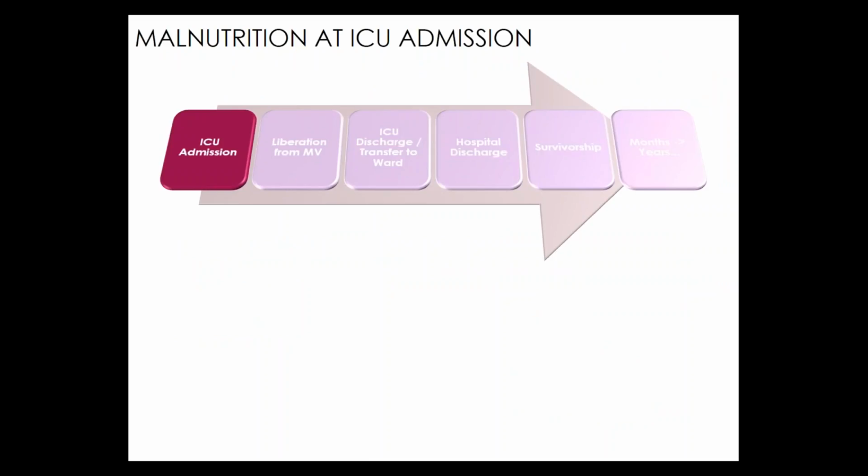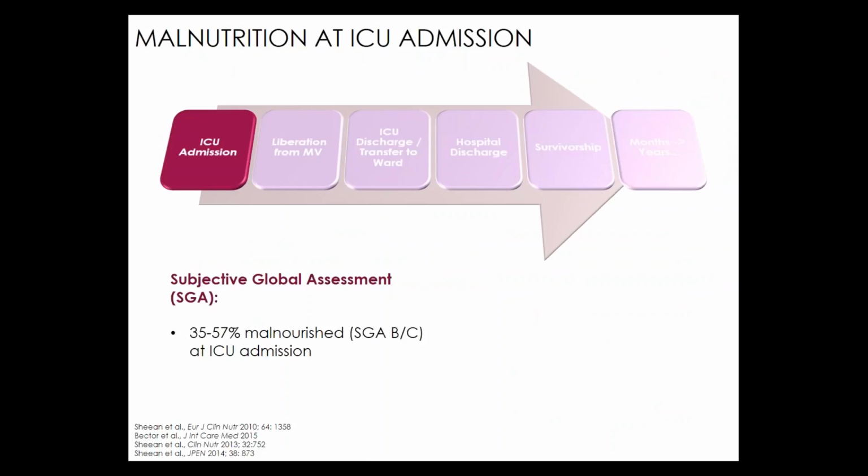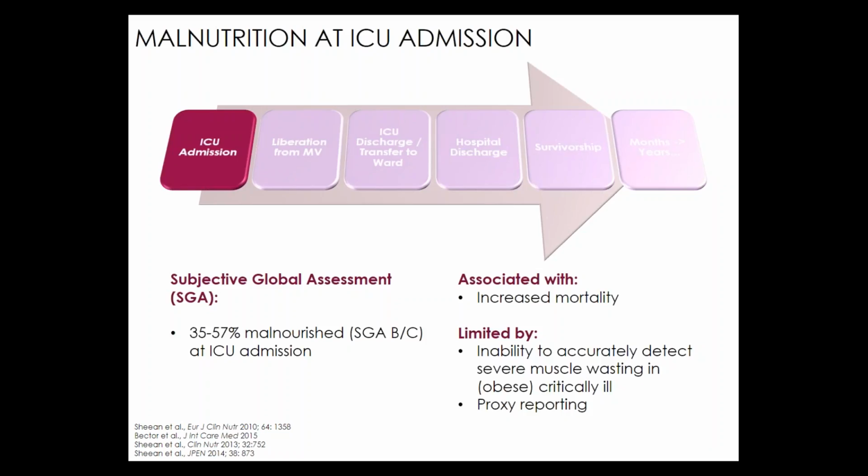So to date, there have been several studies that have examined the prevalence of malnutrition using SGA at the time of ICU admission. And what we see here is prevalence of malnutrition is relatively high, and it has been associated with poor clinical outcomes, namely an increased mortality. But I think it's really important to recognize that completing a subjective global assessment at the time of ICU admission does have its limitations. First of all, you're relying on proxy reporting predominantly by family or caregivers, particularly as many ICU patients at admission are not conscious or capable of providing any information.